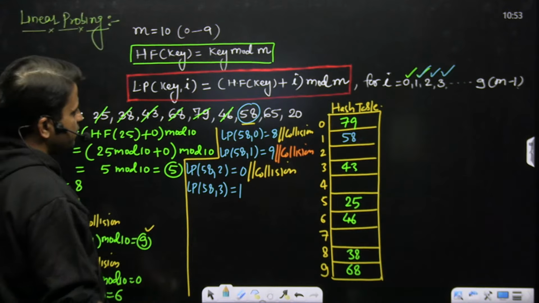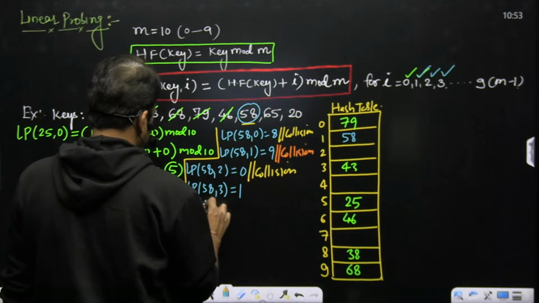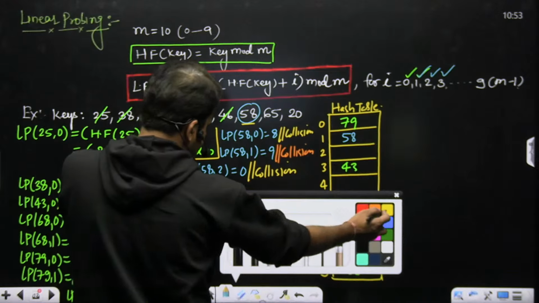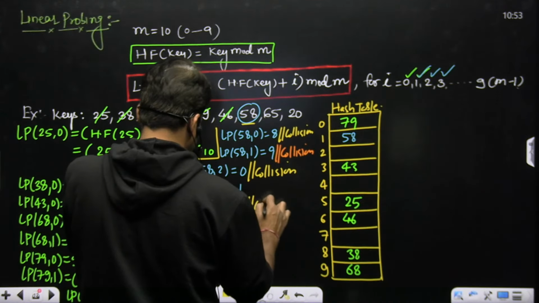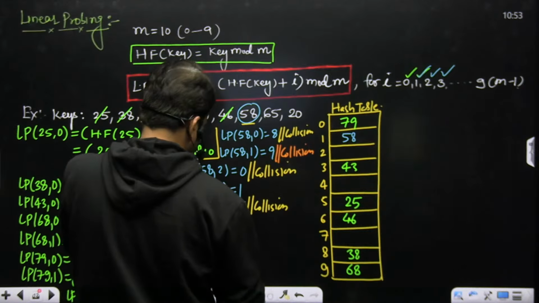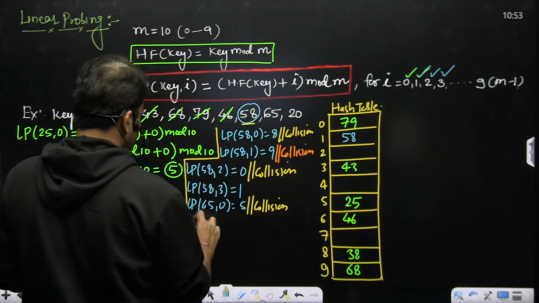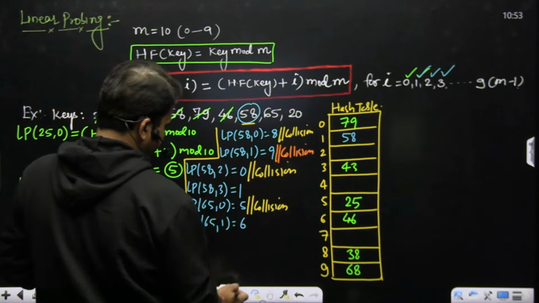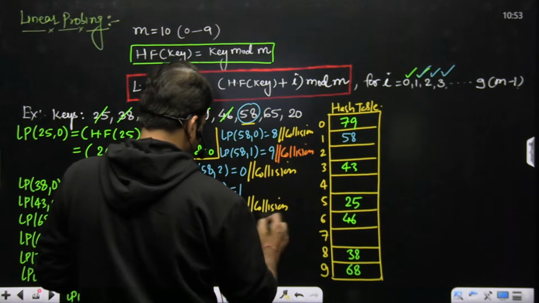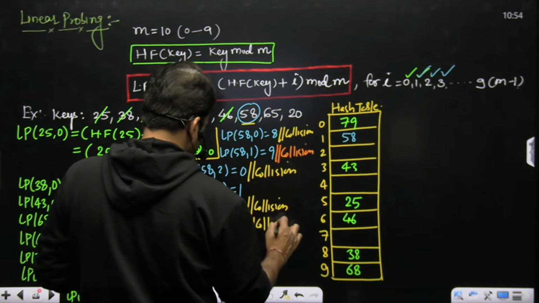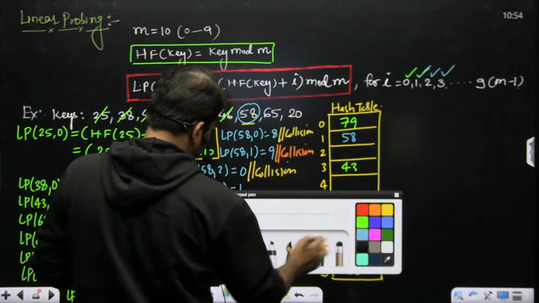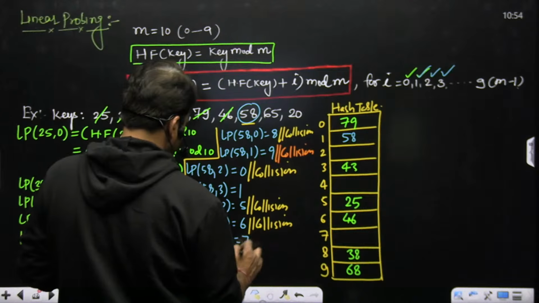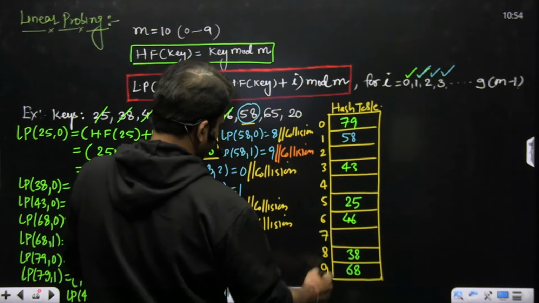Okay. Similarly, sir, 65 comma 0, this is 5. So here collision. So now choose I value equals to 1. So it will give 6. 6 again collision, student. 6 पे already 46 stored है. So this is collision. Now choose I value equals to 2. Linear probing 65 comma 2. So it will give 7. So 7 perfectly, 65 is stored at this position.